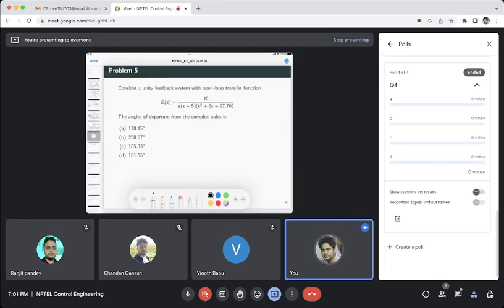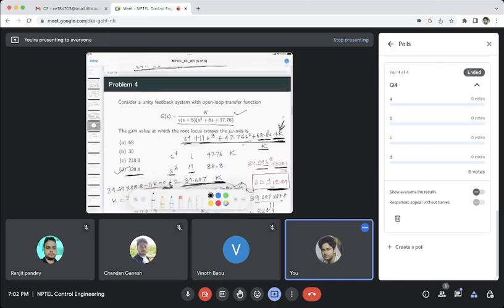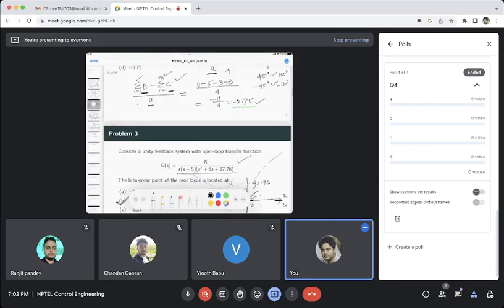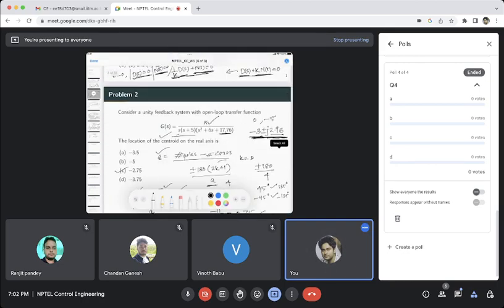Then the next question is the angle of departure. Until now, we have the same system again. We have a pole at 0, we have a pole at -5. From this equation you see that one pole is at 0 and another at -5, and the others we already calculated. These are the 4 open loop poles.